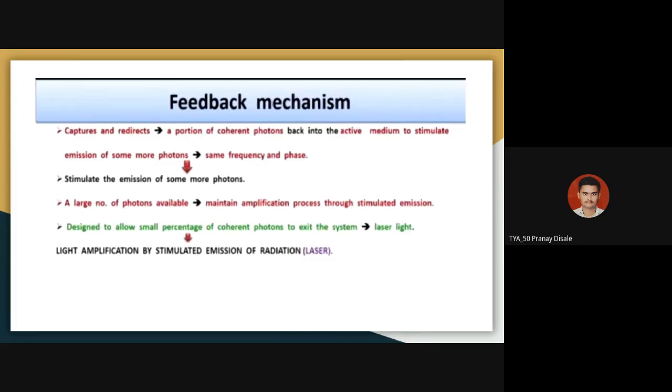ओके, सो मे आय गो फॉर दॅट फीडबॅक मेकॅनिझम? May I proceed for this feedback mechanism? Yes, sir. Okay, okay. Because this feedback mechanism is what? It is a one condition that has to be fulfilled during that production of the laser.